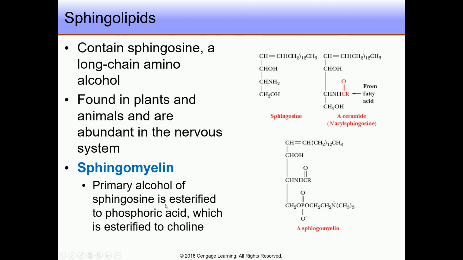Sphingomyelin is formed when the primary alcohol of sphingosine is esterified to phosphoric acid, and that phosphoric acid is attached to the choline. So it is basically sphingosine, and here is the alcoholic group in the sphingosine, which is attached to the phosphate group, and this phosphate group is attached to the choline. That is what sphingomyelin is.